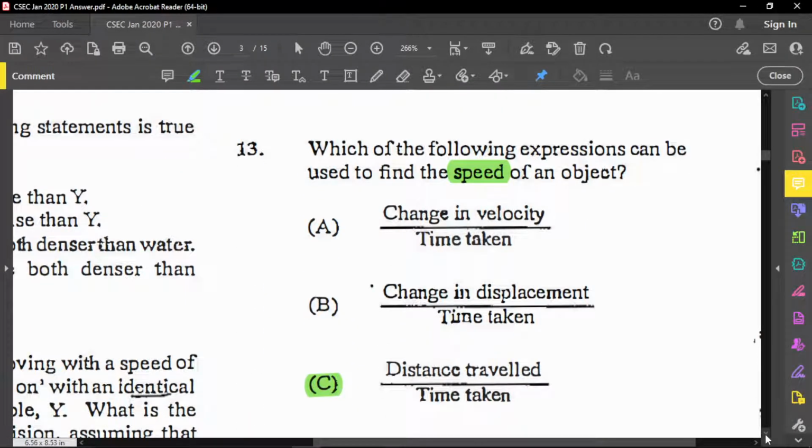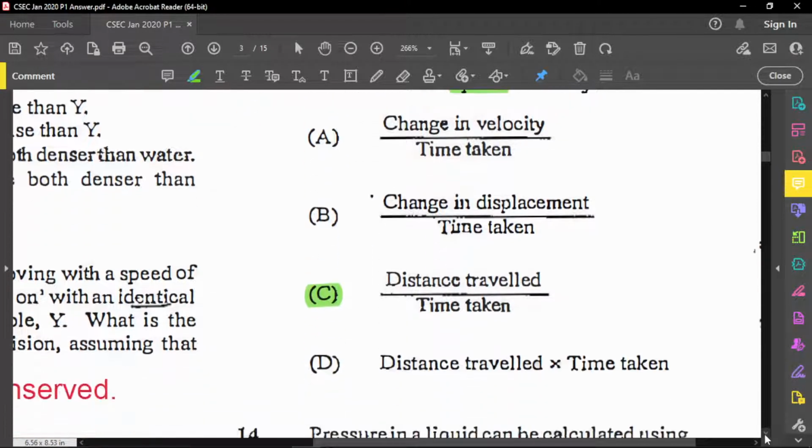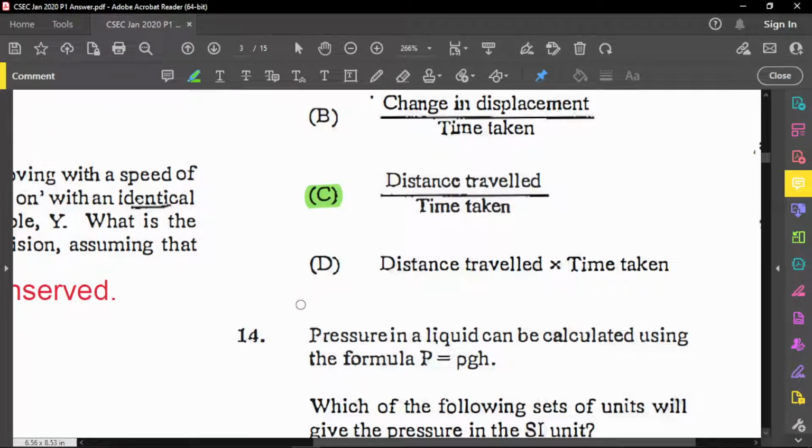For question number 13, it says, which of the following expressions can be used to find the speed of an object? To find speed, definitely C is correct, which is distance traveled over time. B would be incorrect because B is used to find velocity. Displacement over time is velocity, not speed. They are two different things. Remember that velocity is a vector quantity and speed is a scalar quantity. So definitely C.